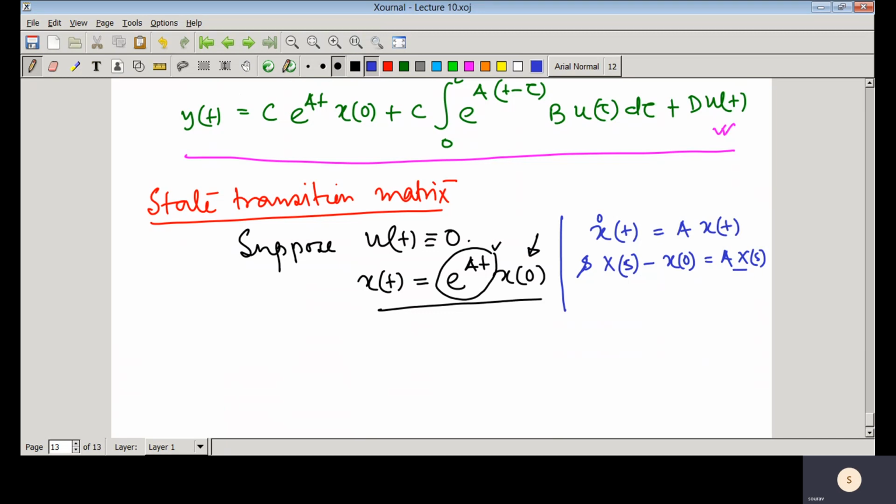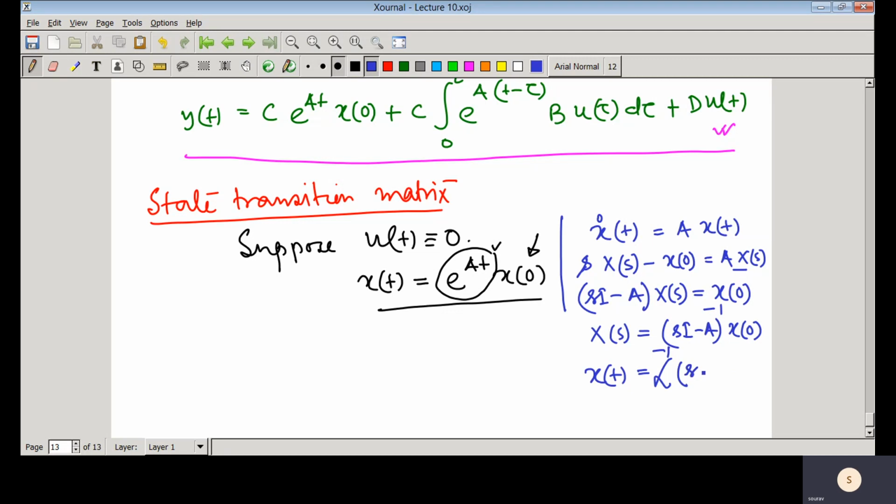So if you take this term to the left, you have (sI - A)X(s) = x0, then X(s) = (sI - A) inverse x0. So now we are finding x(t). If you take the Laplace inverse, you will get the Laplace inverse of (sI - A) inverse x0, and we are saying that this matrix is the state transition matrix e to the power At, and this is the solution.